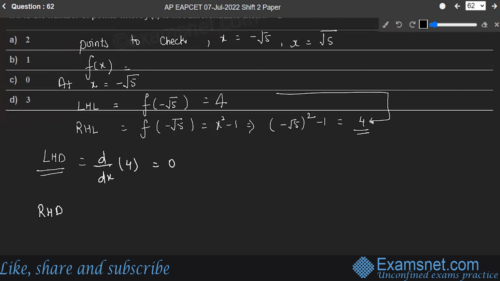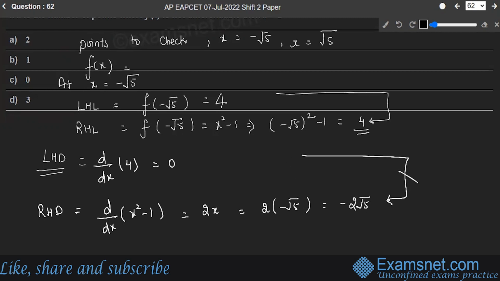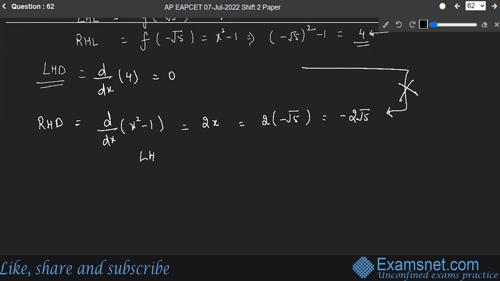Let's go with the right-hand derivative. You will have to find the derivative of x squared minus 1, which is 2x, which is equal to 2 times minus root 5, minus 2 root 5. This is the right-hand derivative. So they both are not equal. The left-hand limit and the right-hand limit were equal, but the derivatives are not equal. So left-hand derivative is not equal to right-hand derivative. Therefore, this is not differentiable at x equal to minus root 5.